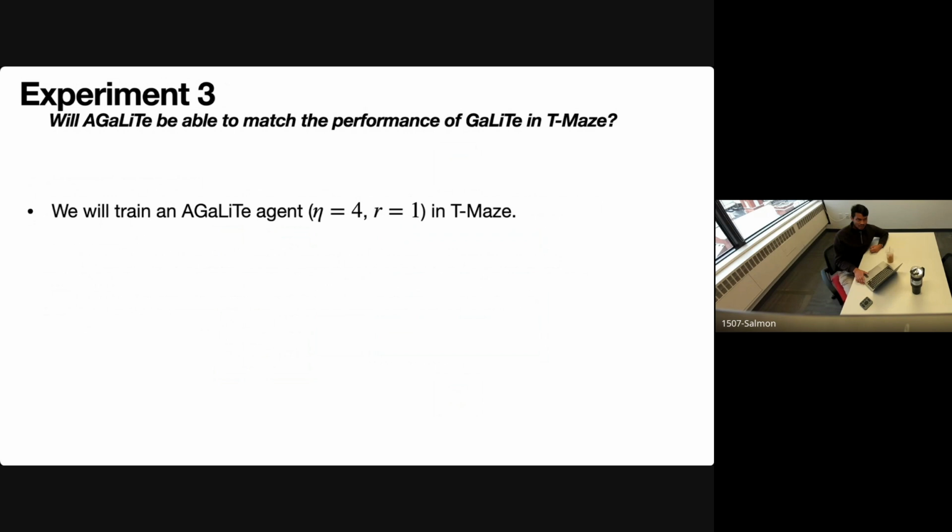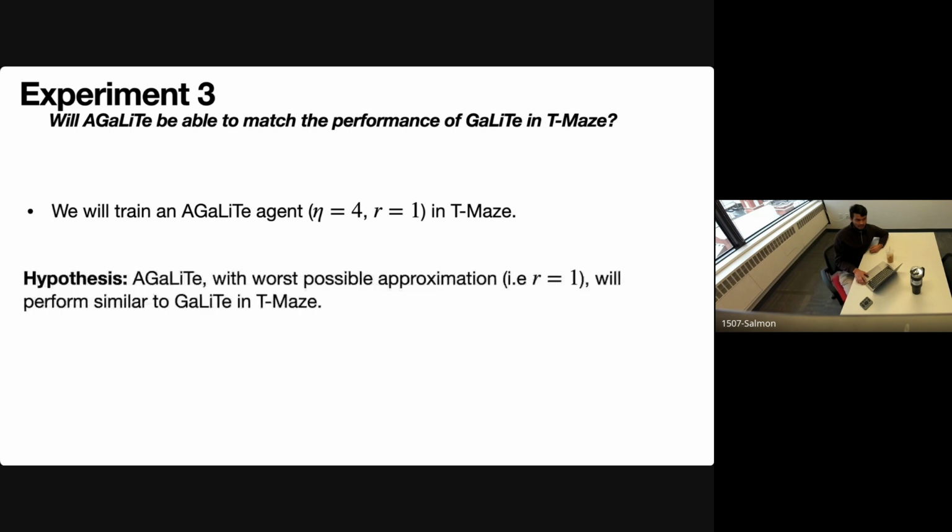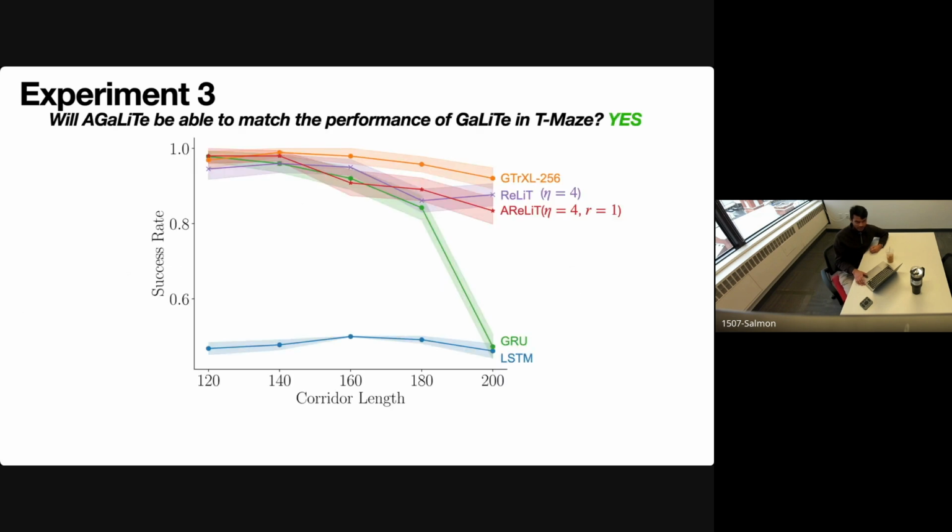And we are going to train an AGaLiTe agent with eta equal to 4 and R equal to 1. So we are going to start with the worst possible approximation and see how well that performs. Our hypothesis is that even with the worst possible approximation, that is R equal to 1, we will be able to perform similar to AGaLiTe in TeamAge. And that is what we observed as well.